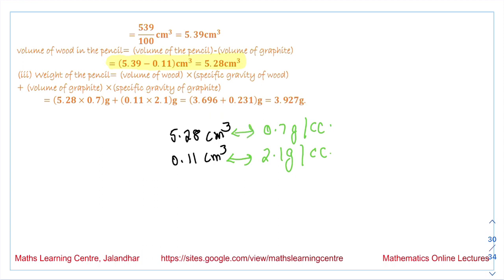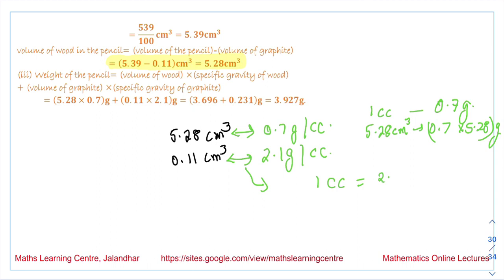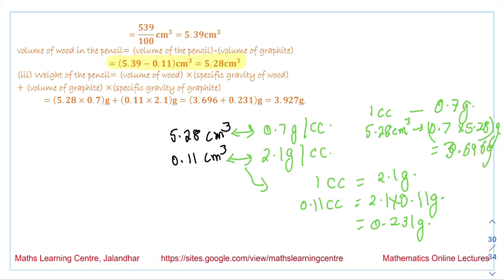So we are saying that 1 cubic centimeter weighs 0.7 gram, so 5.28 centimeter cube will weigh 0.7 into 5.28 grams, which is 3.696 grams. Similarly, for the graphite, 1 cc is equal to 2.1 gram, then 0.11 cc will be equal to 2.1 into 0.11 gram, that is equal to 0.231 grams.